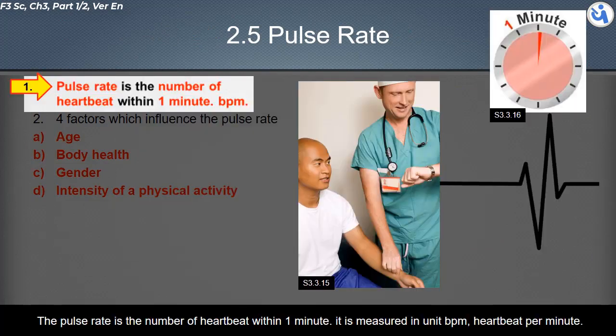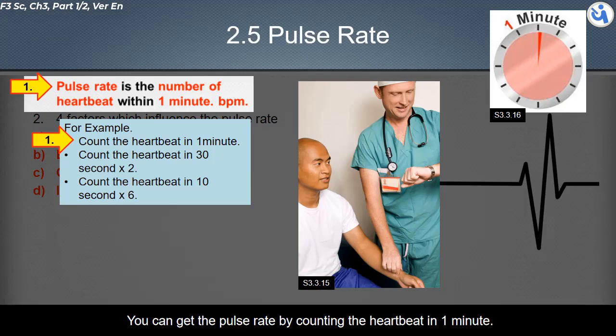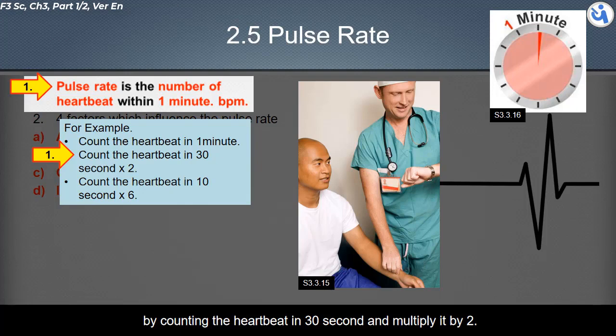Now, we talk about the pulse rate. The pulse rate is the number of heartbeats within 1 minute. It is measured in the unit BPM, heartbeats per minute. You can get the pulse rate by counting the heartbeats in 1 minute, by counting the heartbeats in 30 seconds and multiplying it by 2, or by counting the heartbeats in 10 seconds and multiplying it by 6.